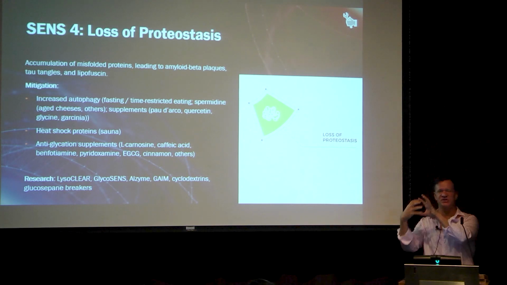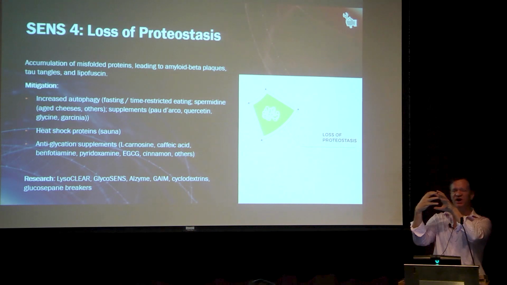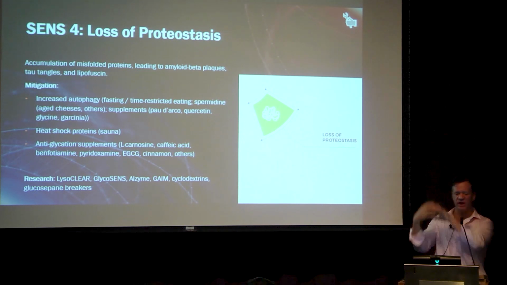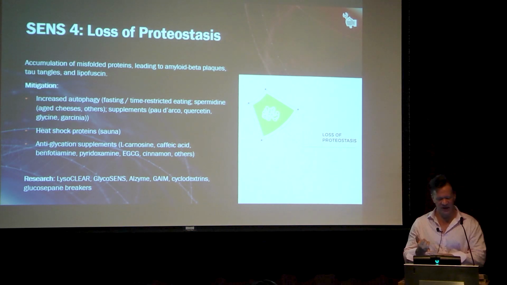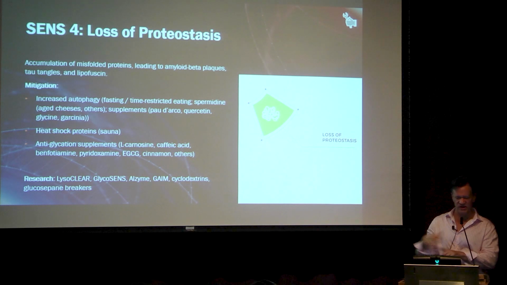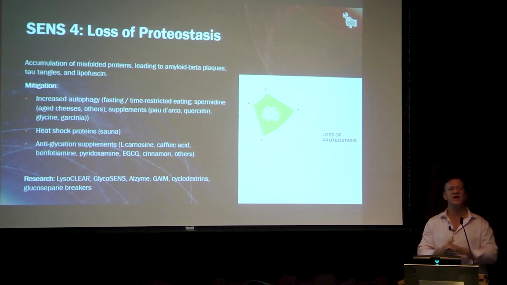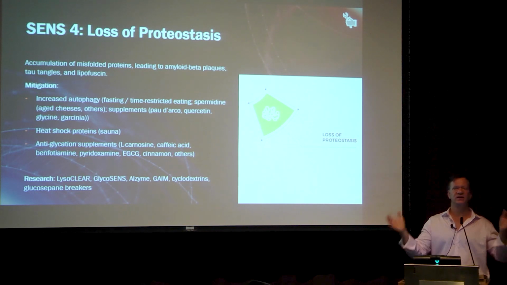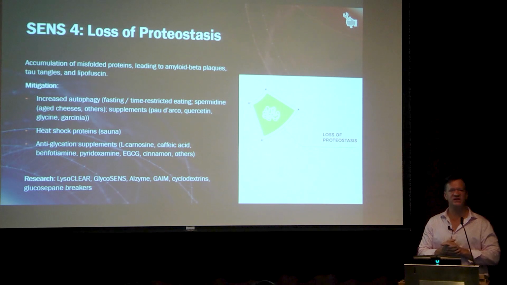Like advanced glycation end products where you have sugars and proteins that are stuck together in this bond that we currently don't know how to break, right? So there's a lot of research going on in this area. Glycosens, Lysoclear, some of the ones listed down at the bottom, cyclodextrins, a lot of other stuff. But in the meantime, until more advanced therapies are available, there is actually a lot you can do.